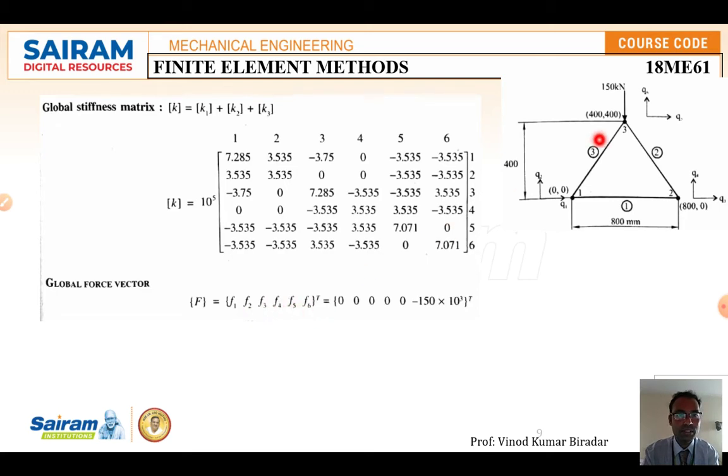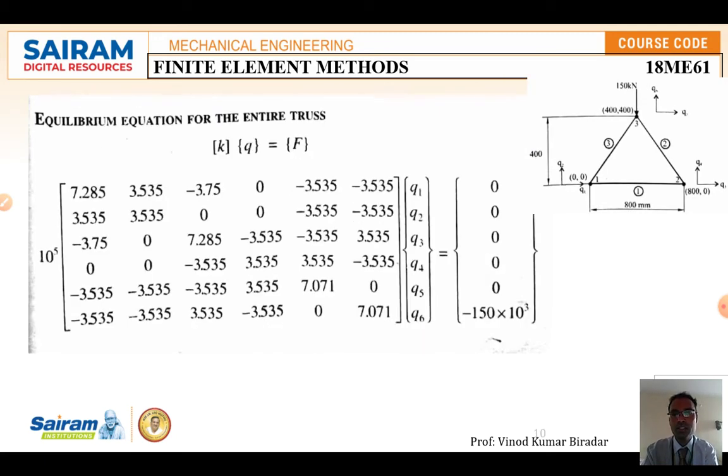So F6, we are going to consider this. They gave 150 kilonewton, and it is acting towards the node, so consider negative sign. If the direction is this side, consider negative; upward, consider positive force. They gave kilonewton, so you have to convert into Newton. So minus 115 times 10 to the power of 3.